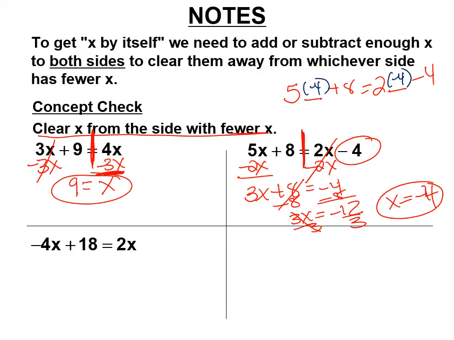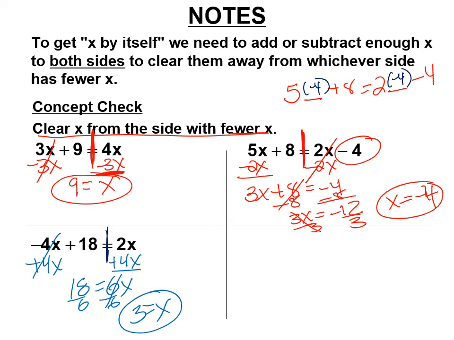Now, which one is smaller, negative 4 or positive 2? Well, negative 4 is smaller. So how do you get rid of a negative 4x? Hopefully you're thinking, well, I should add 4x. Let me get back to a different color. So we're adding 4x to both sides. And 18 equals 6x. Divide both sides by 6. And 3 equals x. Right, now if you subtract 2x from both sides, you still get the right answer, but you don't get a nice positive coefficient there.